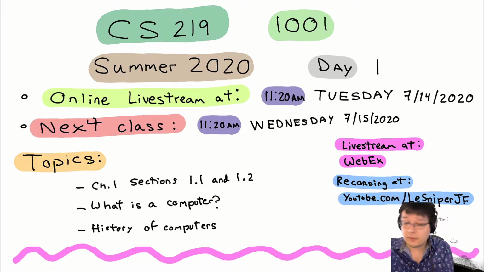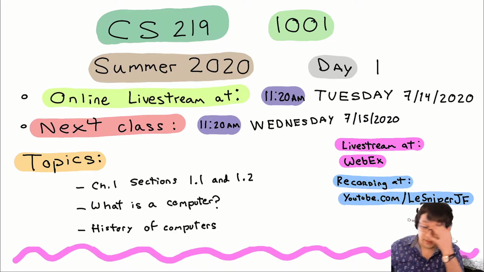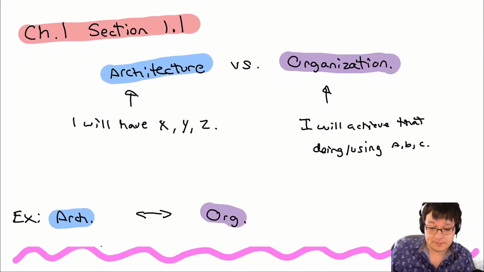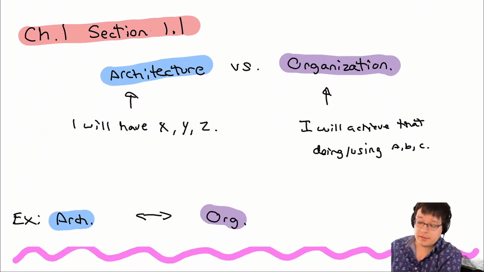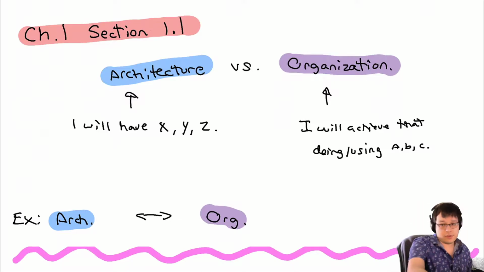Okay, so the first section is relatively short. It is talking about the differences between computer organization and computer architecture. So what do you guys think is different, in your own words? Go ahead and tell me.